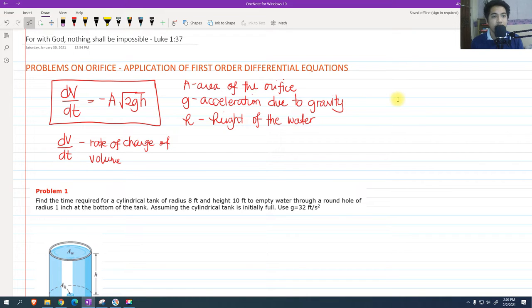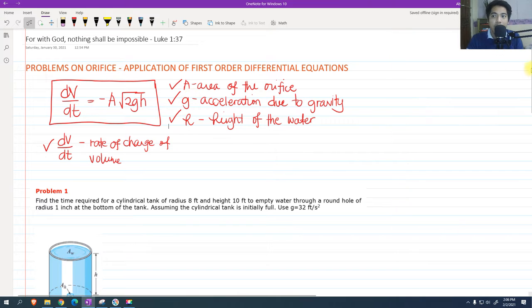whenever we are trying to calculate problems in orifice. We have the change in volume dV over dt equals negative a square root of 2gh. Again, dV over dt is the rate of change of volume. That is equal to the A, where A is the area of the orifice, a small opening. And g is the acceleration due to gravity, so we can use 32 feet per second squared in English units, but in SI, we can use 9.8 meters per second squared. And h is the height of the water or the liquid inside the cylinder.